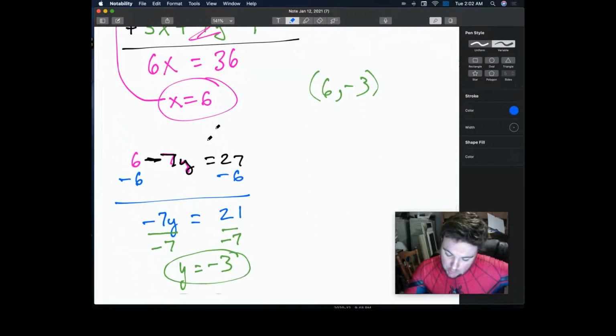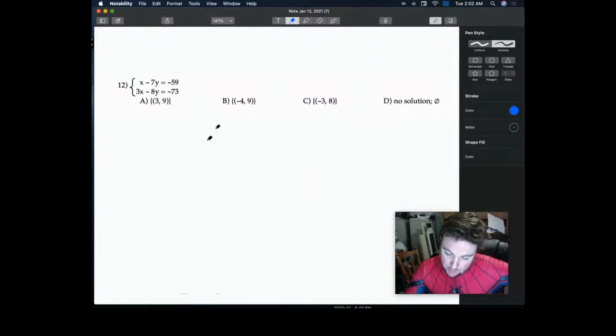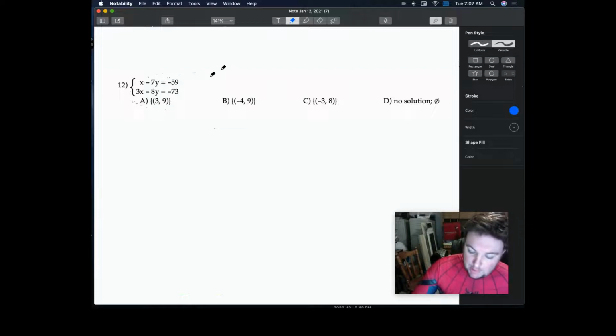Let's move on. Okay. So the next one, now this is a very interesting situation because there's nothing about just changing signs that's going to solve this, right? If I make x negative, you're not going to get rid of the x. And if you make y negative, you're not going to get rid of the y, right? We got to do something else.